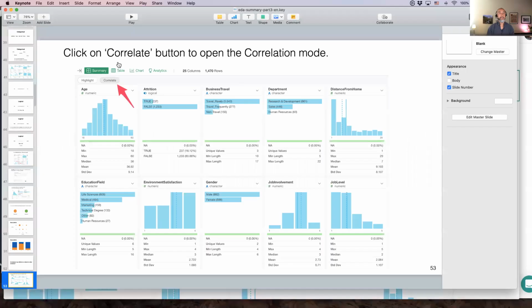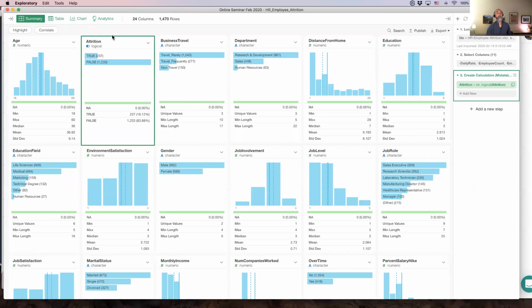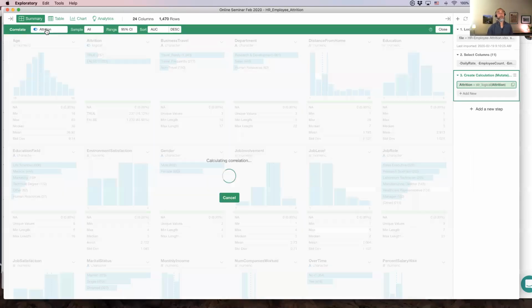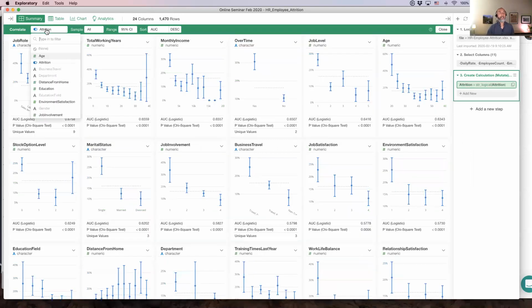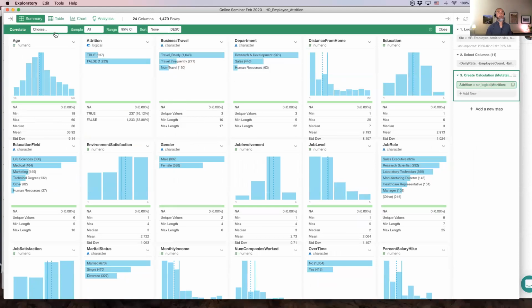Okay, so from here, let's use Exploratory. What we want to do is, here, there's a correlate button. So you can click on this one. And then I have already selected. If you didn't select, then you get something like this. So now from here, I want to do, let's say, attrition.